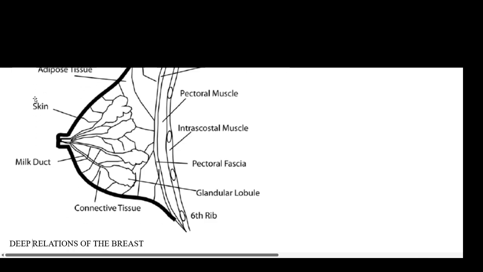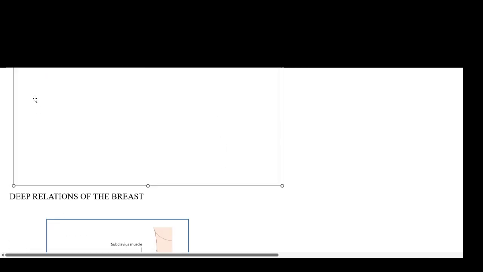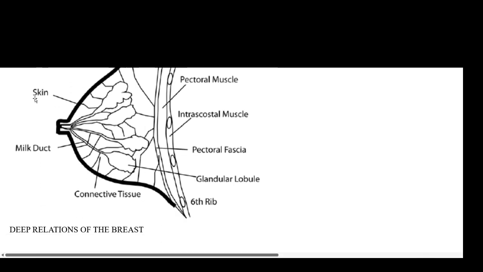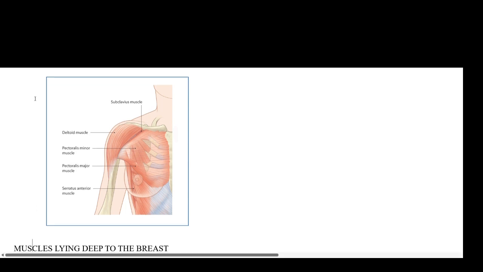and then we can see these are the deep relations of the mammary gland. You can easily see the suspensory ligament of Cooper, adipose tissue, skin, milk duct, retromammary space, pectoral muscle, intercostal space, pectoral fascia, and connective tissue. In this diagram you can clearly see the three muscles. The first one is the pectoralis major muscle, then the lower side is serratus anterior muscle, and this blue one you can see now is the external oblique muscle.